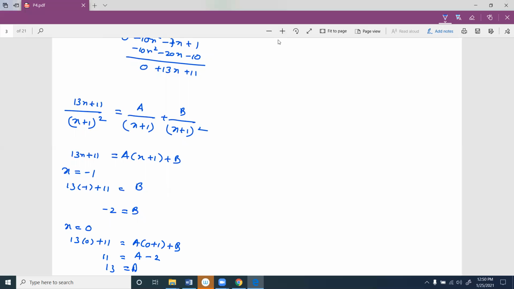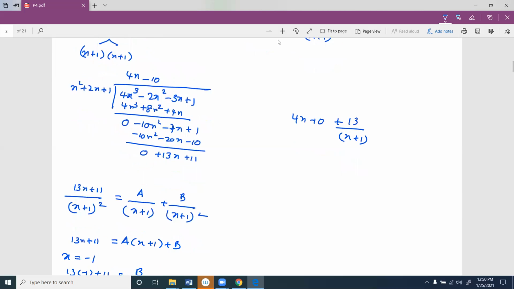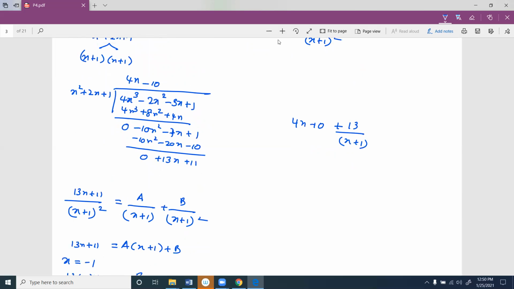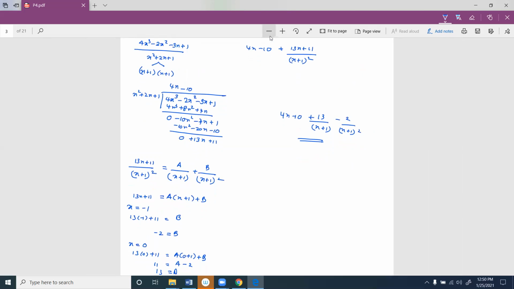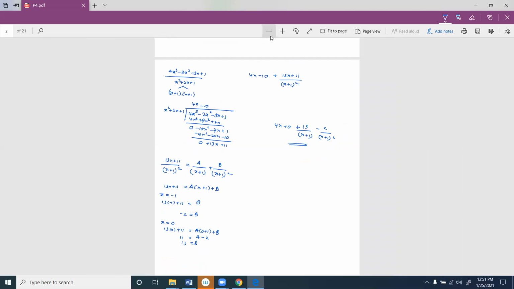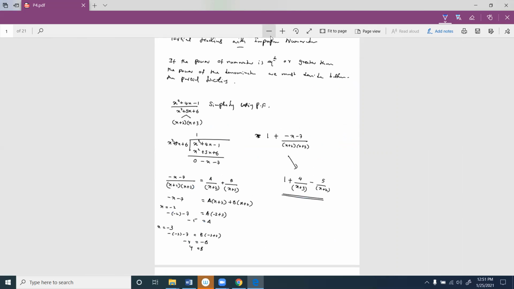Then you can write the final answer, A is 13. So you can write this as 4x minus 10 plus 13 over x plus 1, and constant B turns up to minus 2, right? So you can say minus 2 over x plus 1 squared. That's a way of doing this kind of question. Okay, so I'll just make it a little bit smaller, then you can see the entire question at once. That is that question. This is this, and that's a way of doing this kind of question, right? So you can finish up this entire, what do you call that?